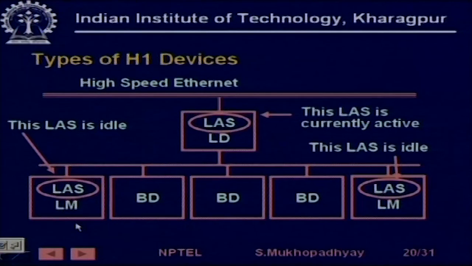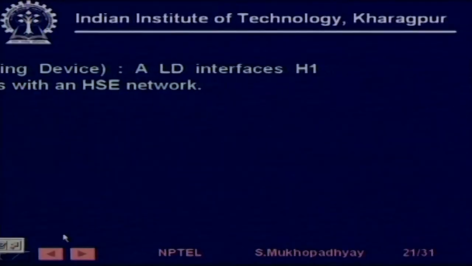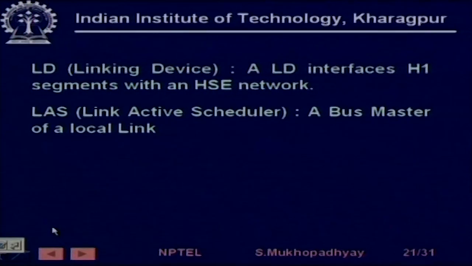So exactly the same diagram is repeated. So these are link masters and they're basic devices. Basic devices are not capable of becoming link masters or link active schedulers, while link masters are capable of becoming link active schedulers. So LD is a linking device. LD interfaces H1 segments with an HSE, or I don't know what HSE means.